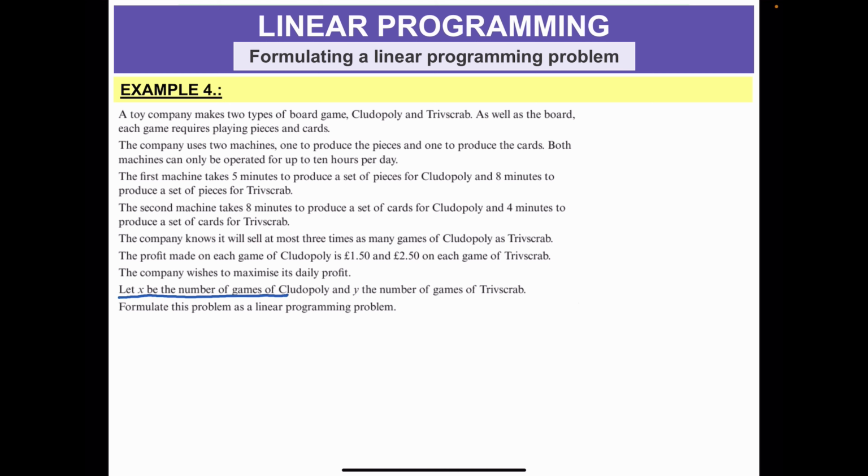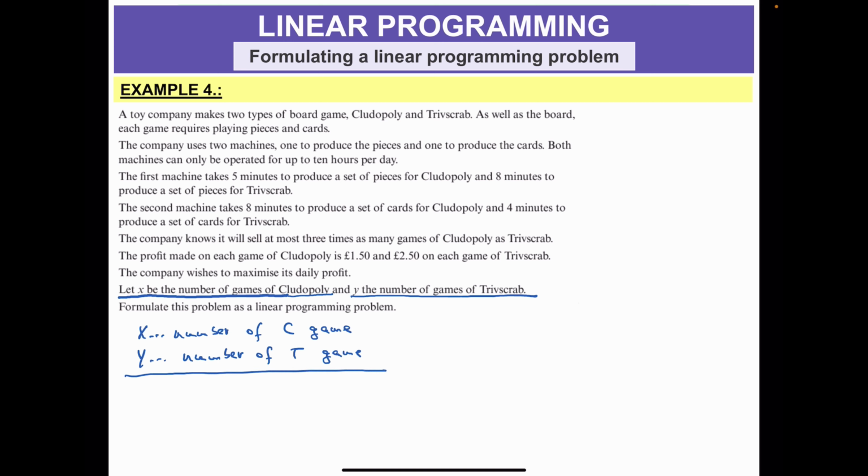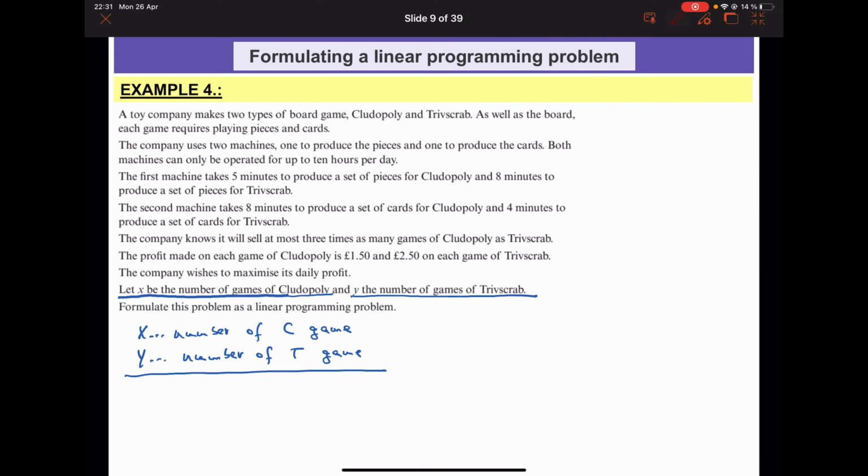I have X is the C games and Y is the T game. So X is the number of C game and Y is number of T game. So those are my variables. They are defined. This is fine. Now I'm going to define the objective function.